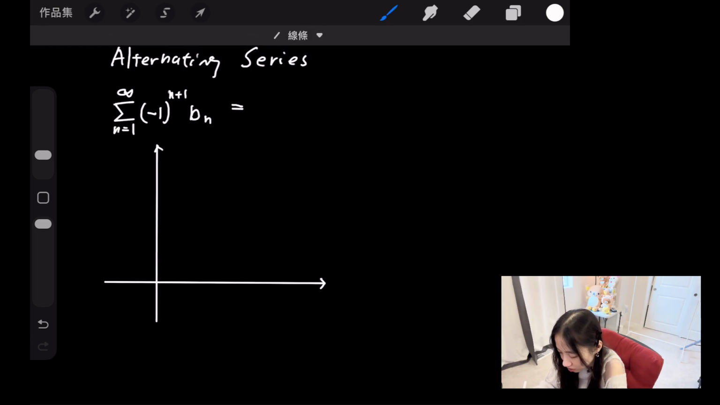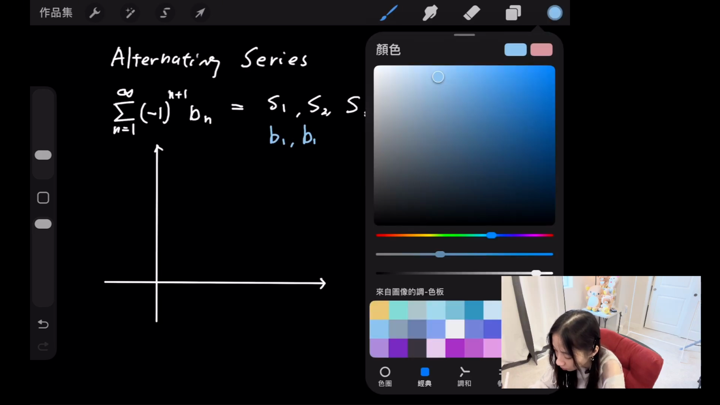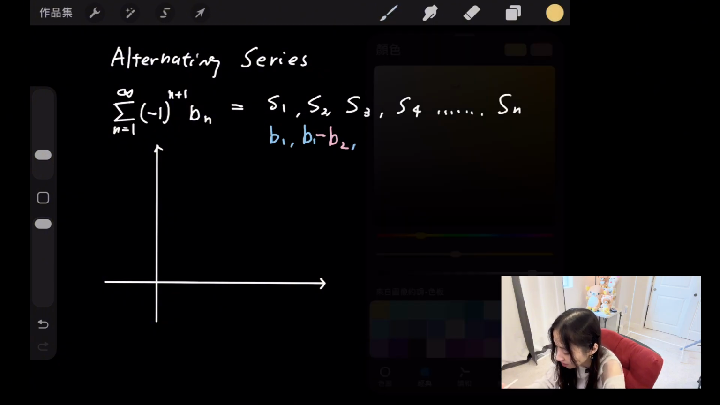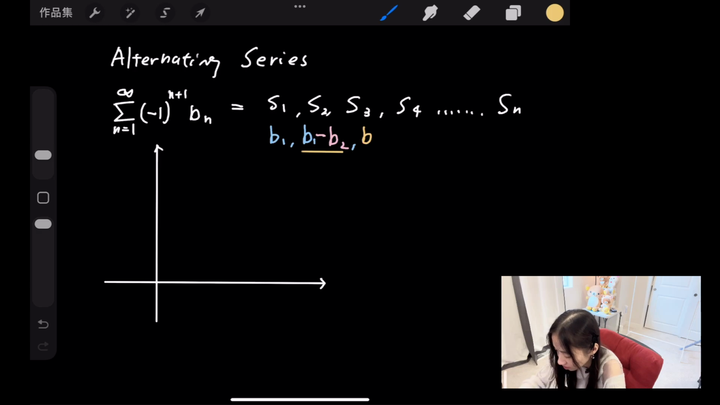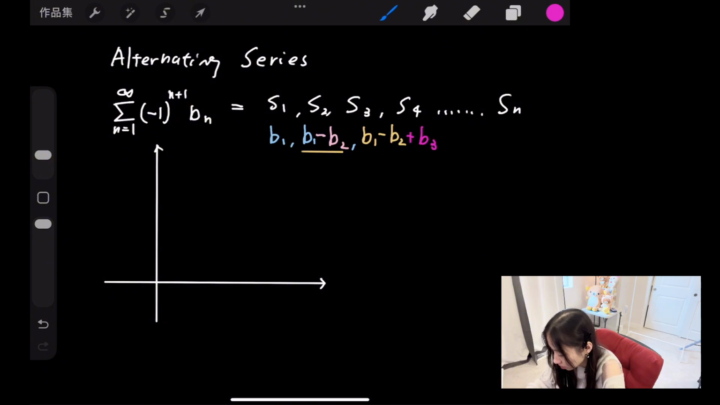So this one will look like these: S1, S2, S3, S4, and so forth, all the way to S sub n. So what is your S1? S1 is just b1. And what is S2? S2 is b1 minus b2, b sub 2, sorry. And then here is your S3. S3 will be b1 minus b2, and then plus b3. I'm a little bit lazy, so let's just take up to 3.